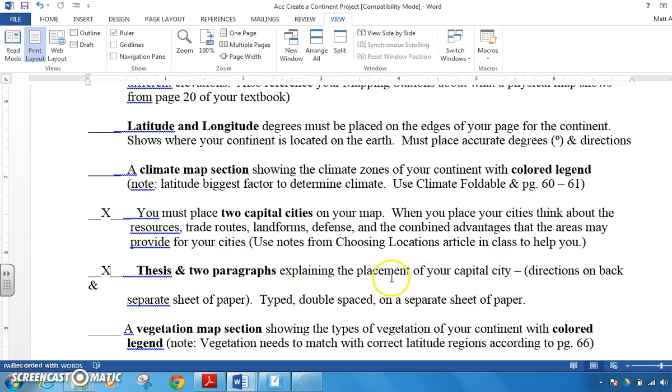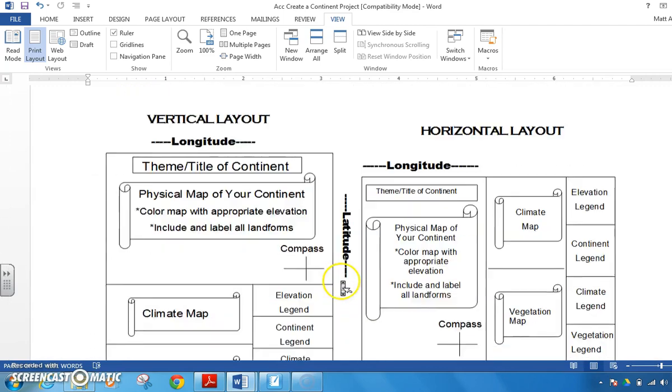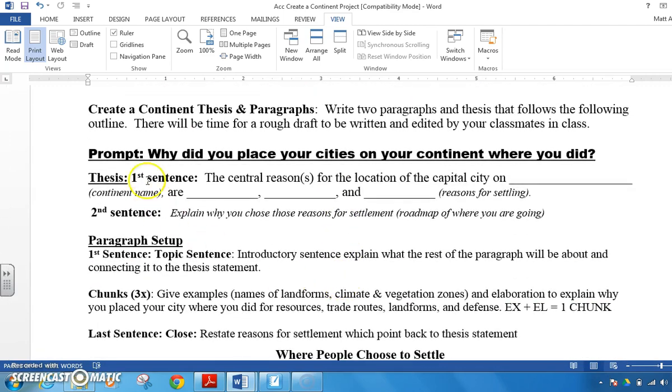If you take a look on the back of this sheet of paper, scroll down, here's your writing prompt. It says write 2 paragraphs in a thesis that follows the following outline. There will be time for a rough draft to be written and edited by your classmates in class. Here's the prompt that you're going to be writing on: why did you place your cities on your continent where you did? We're going to first start with a thesis statement.